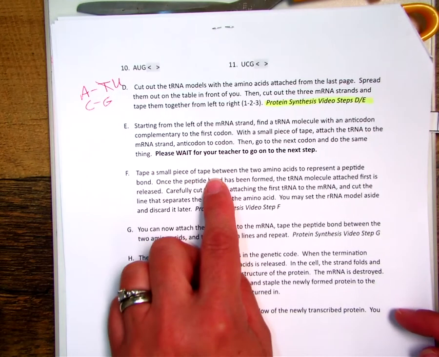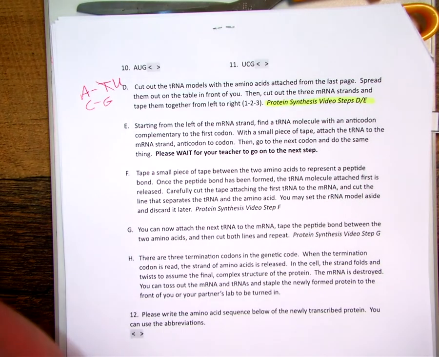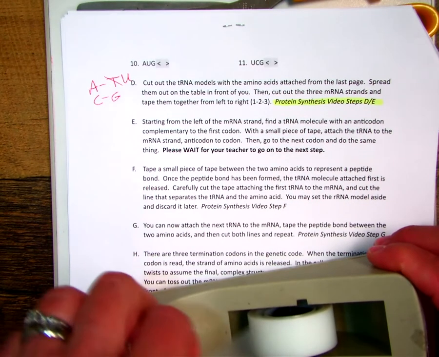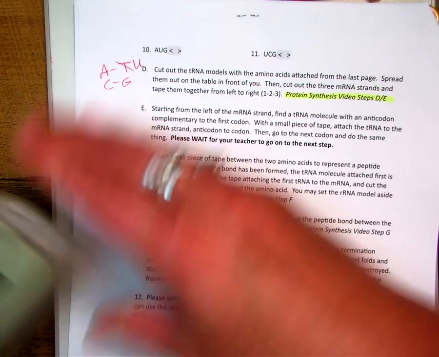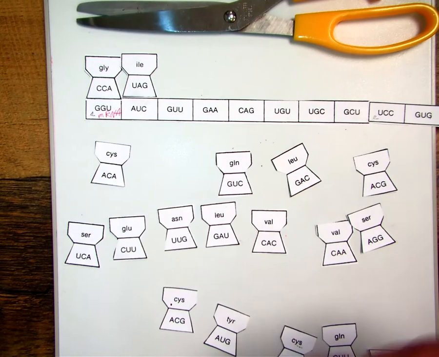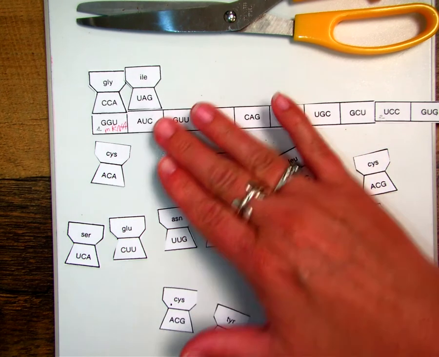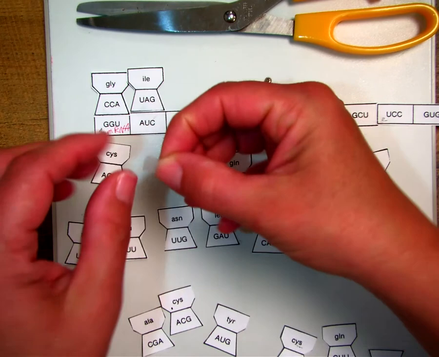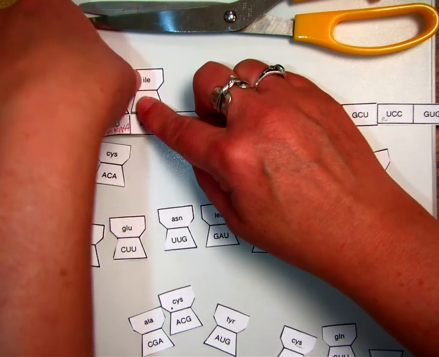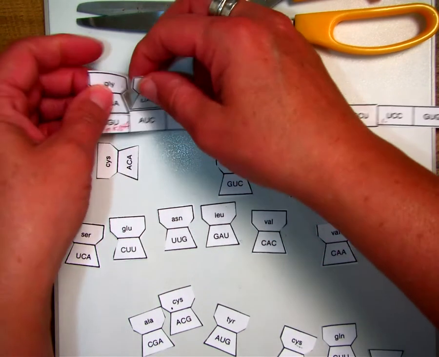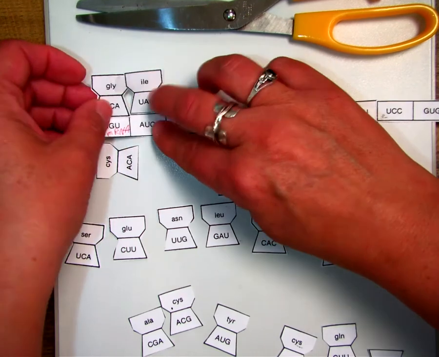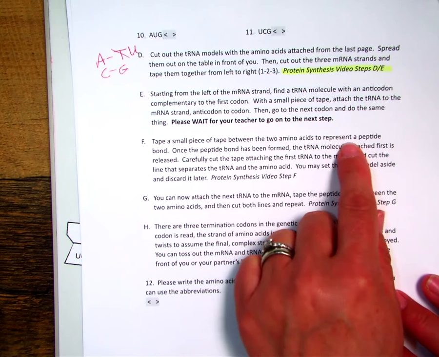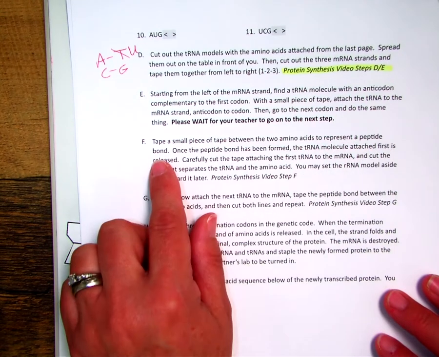Tape a small piece of tape now between the two amino acids to represent a peptide bond. So I'm going to grab some tape. All right, so what is the name of the bond that forms between two amino acids? The peptide bond. So this tape is the peptide bond. And it doesn't have to be perfect, but now I just taped it to the Elmo tray thing.